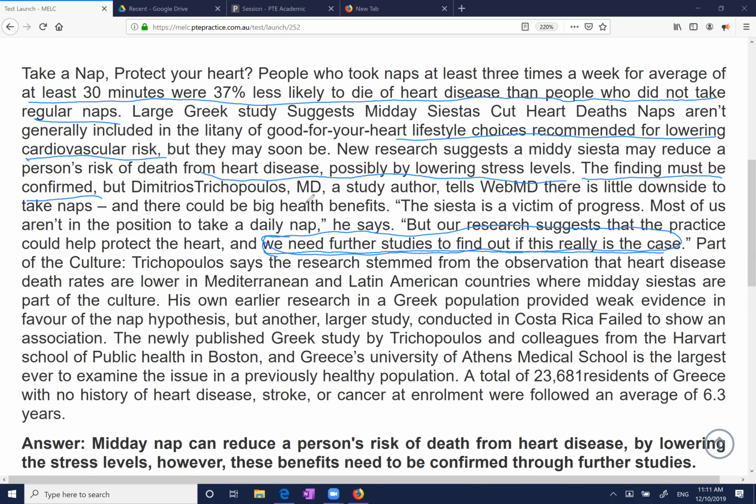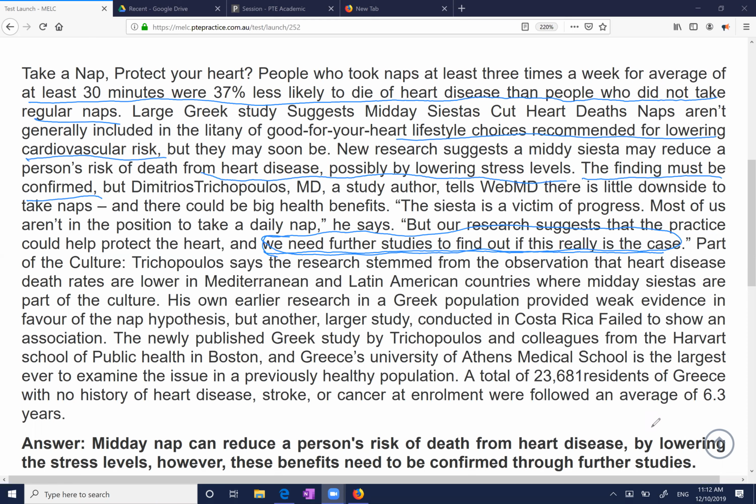Harjot, your answer? It reduces the risk of heart disease by reducing the stress level. What's your answer, Charanjit? New research suggests that a midday nap may prevent heart diseases by lowering stress level, but there is less evidence and this needs to be confirmed through further studies. Correct. Kulwinder Singh? Our study is saying that the nap protects the heart and we need further study. Correct. Now you need to speak clearly.